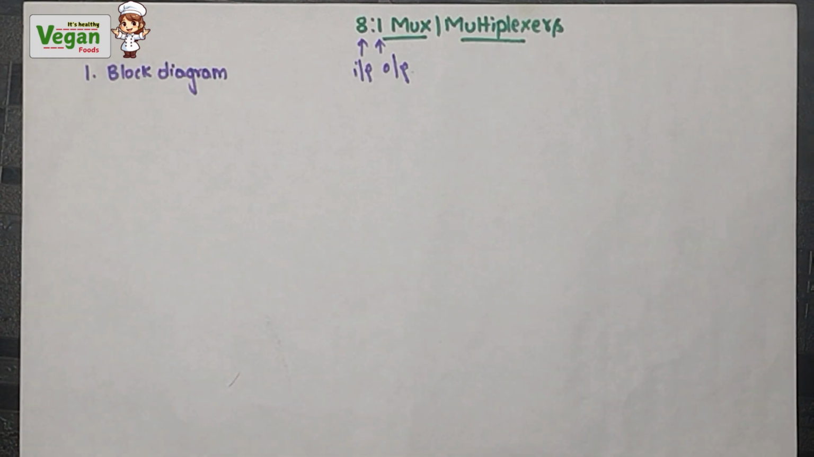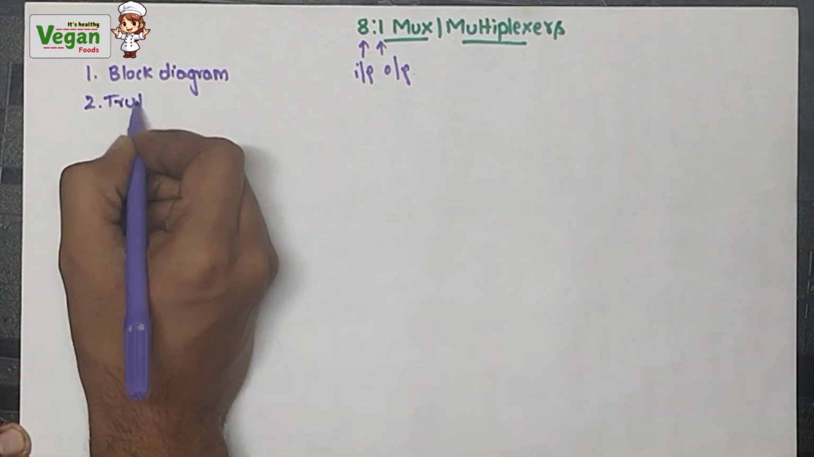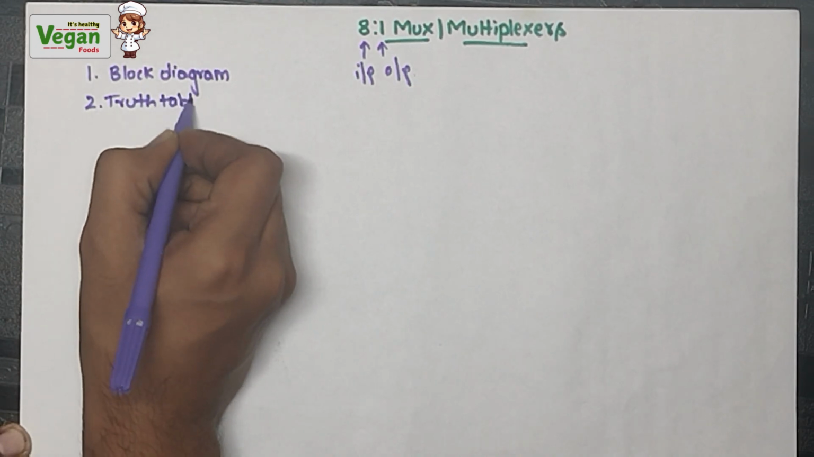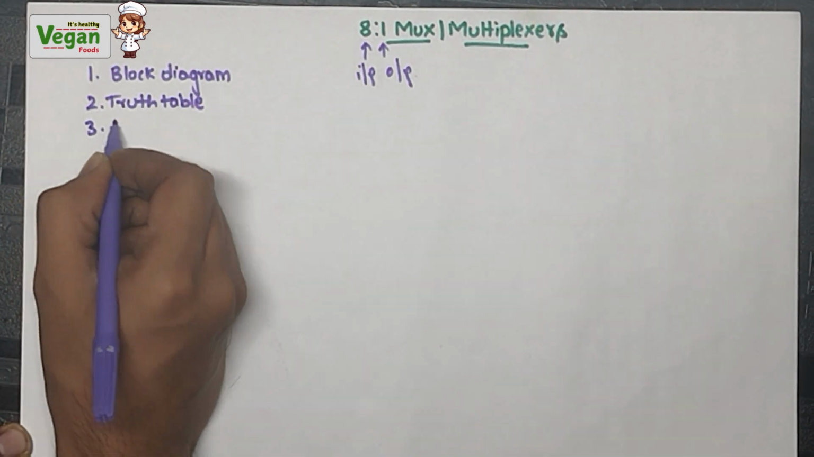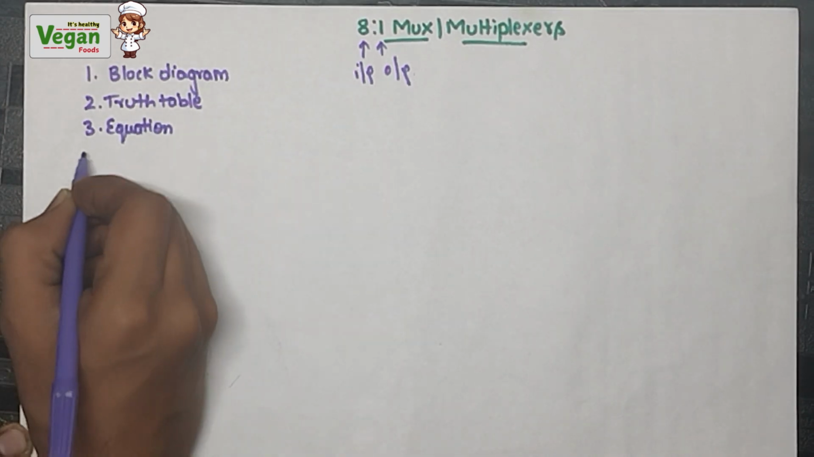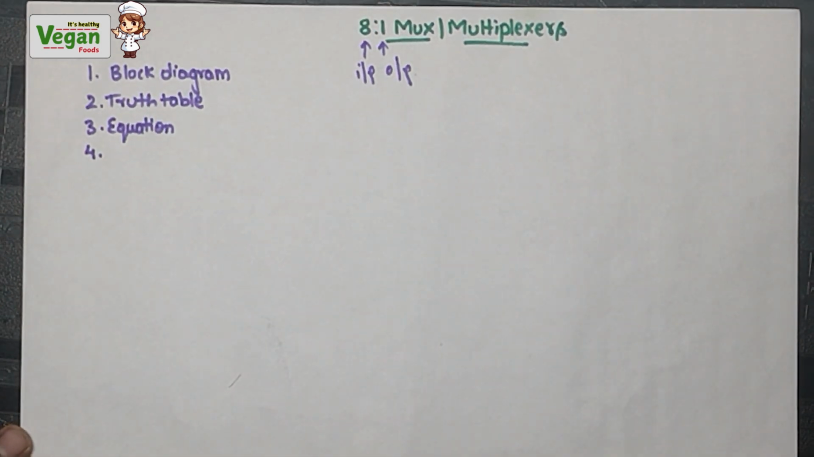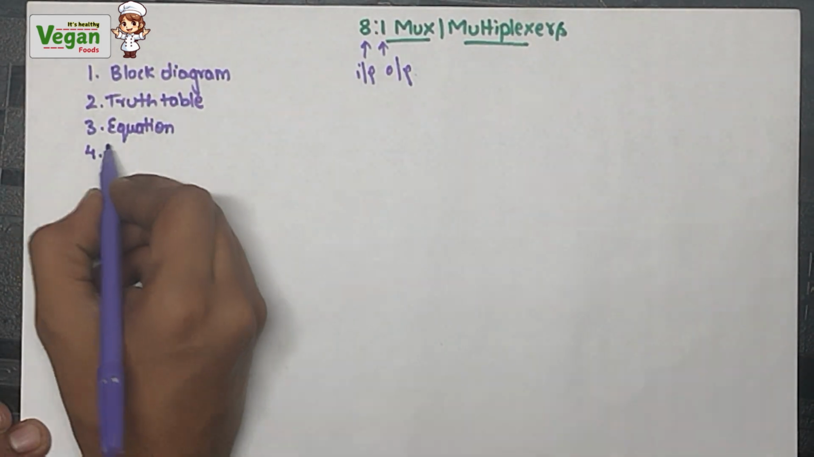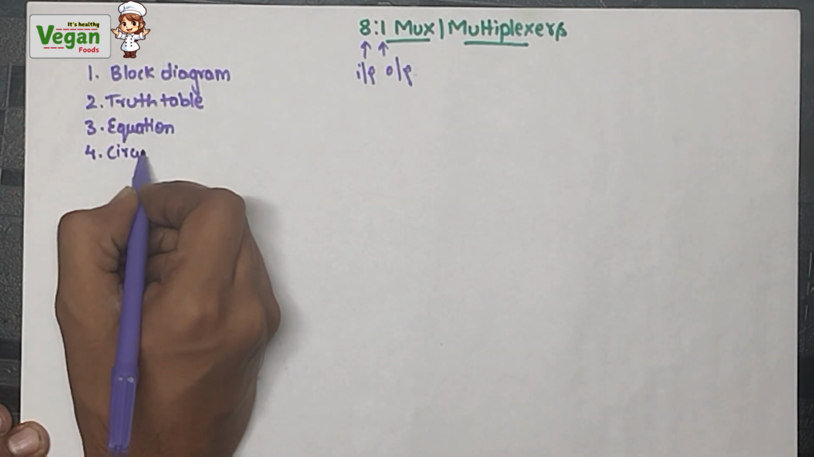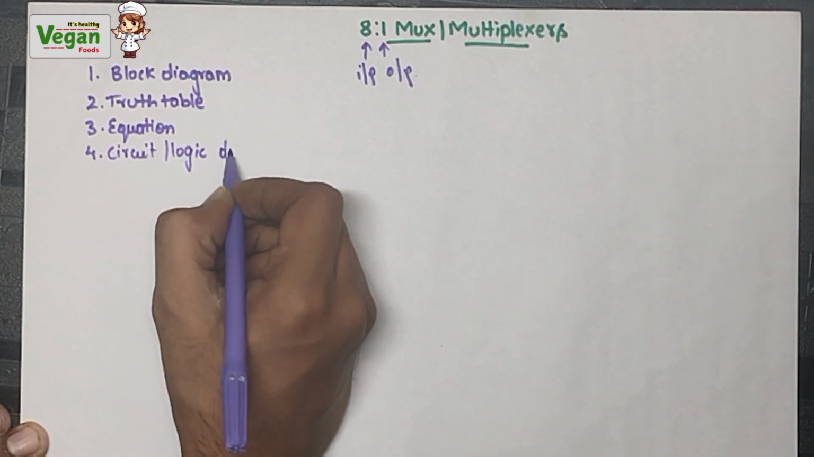Next, using this block diagram, we will be writing the truth table. Next, using the truth table, we will be writing their equations, that is the characteristic equation or the logic equation. The fourth step will be, using this equation, we will be constructing a circuit or logic diagram.